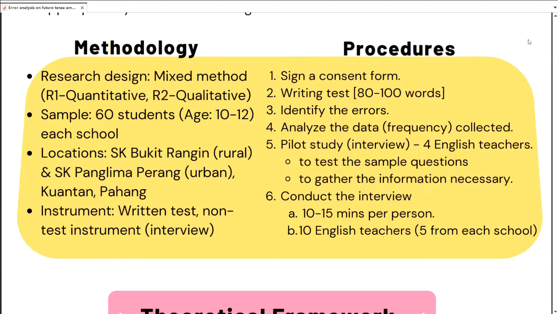As for the procedures, we will first ask the participants to sign a consent form. Next, the written test will consist of a picture and a few words will be given to facilitate the students in their writing. They will be required to write a paragraph of about 80 to 100 words. The topic will focus on planning a picnic trip for the family next Saturday. Next, based on the answer sheets, we will identify the errors based on Albom's framework. The frequencies of these errors will then be analyzed.